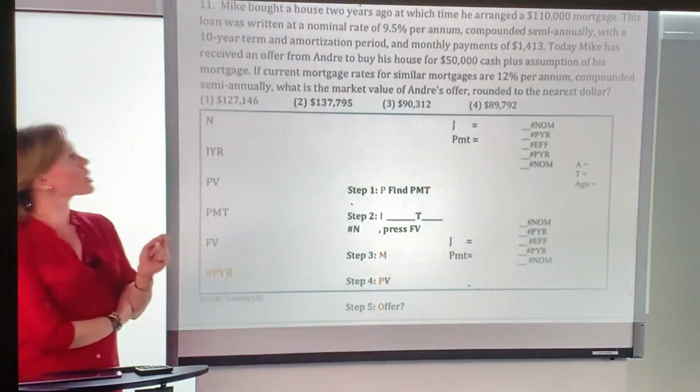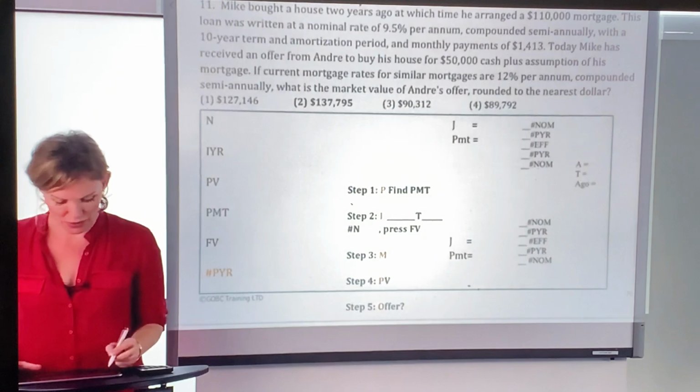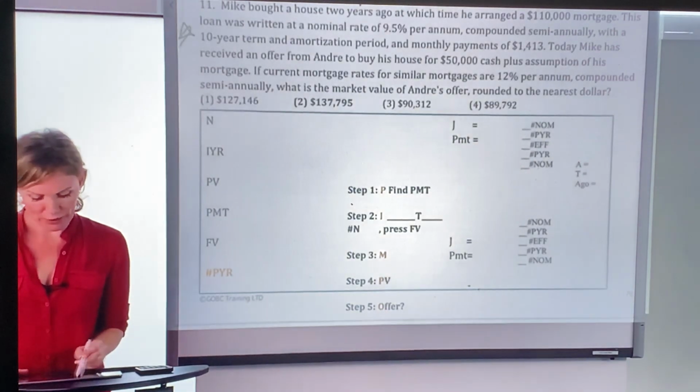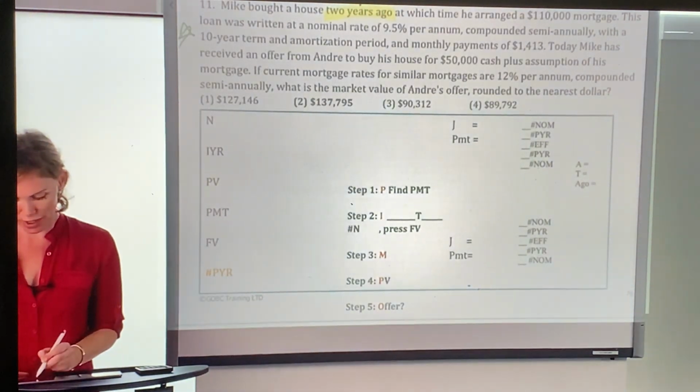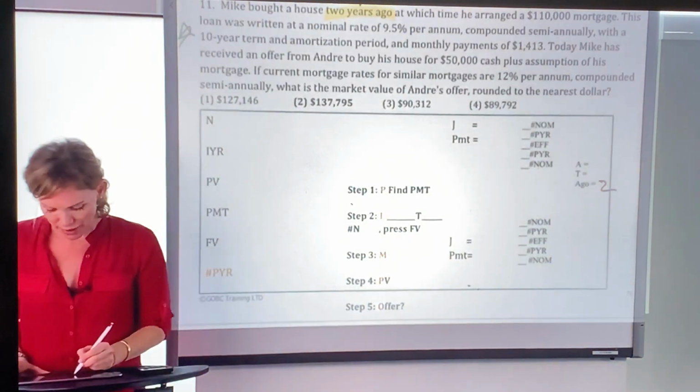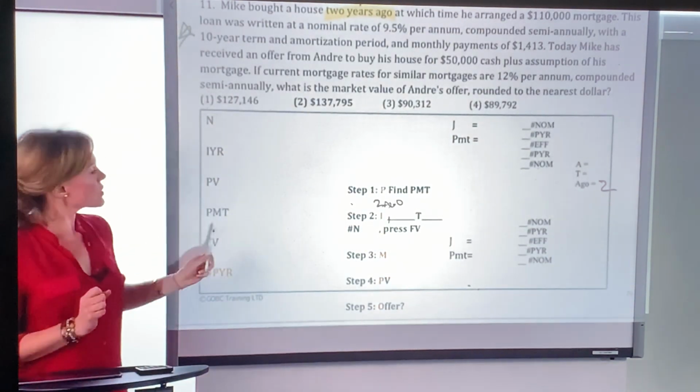Question 11. Mike bought a house 2 years ago. Put a star next to this question so they like this one too. So he bought it 2 years ago. That's one of the keywords. I'll put that 2 at the bottom there, right in the line to ago. Okay, so I'll put it here too.